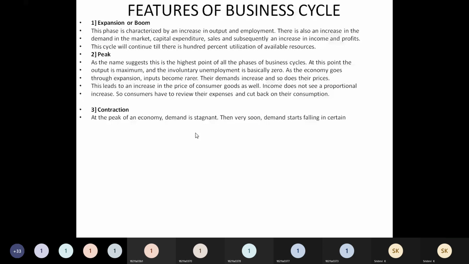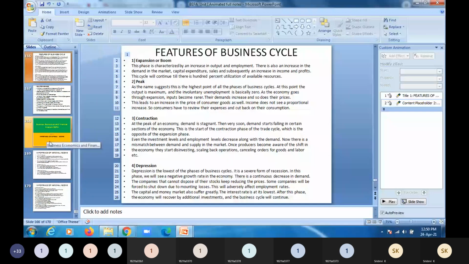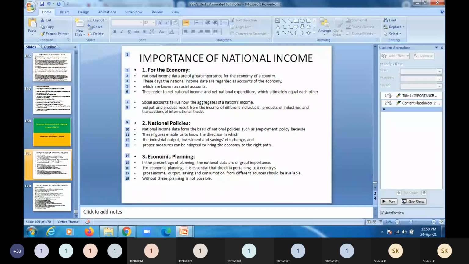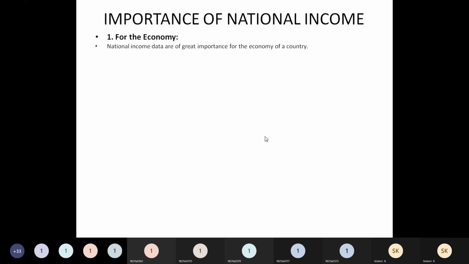So I will go for the next topic here. The small topic is left over. That may be national income. Do you know what is national income? What is the importance of national income?